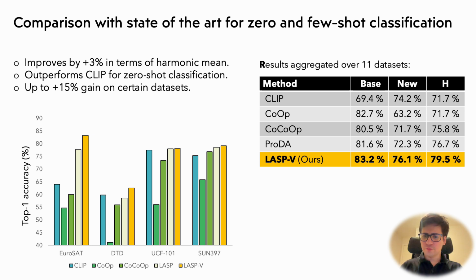As shown on the left, for some datasets the improvements are higher than 15%, with consistent improvements offered by both LASP and LASP with virtual classes. Interestingly, we also outperform CLIP for in-domain zero-shot recognition, all while retaining and improving upon the excellent zero-shot adaptability of prior methods.